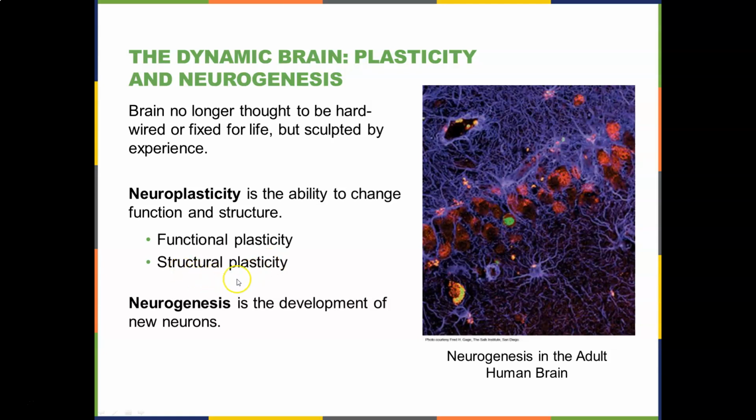And the same thing with structural plasticity. Basically, that means the brain can actually change structures or shape. So that actually can happen all throughout the lifespan of a person. And then last but not least here, I have this term here called neurogenesis. That just means when new neurons are growing, are producing. Okay, so just be aware of that.